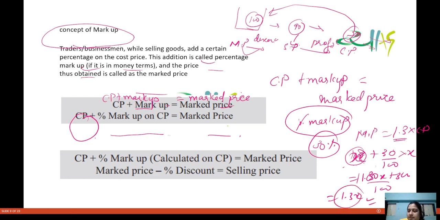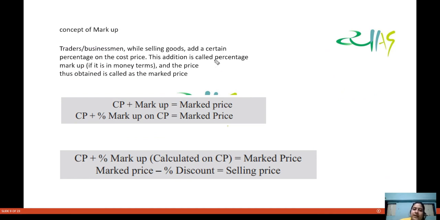I hope now this is very clear to everybody. So marked price also can be found out by percentage markup in the same manner. This is a very general concept. What the shopkeeper is basically trying to do with you is, he will have a certain markup price, and then on that markup price he will give a certain percentage discount, and after deducting that percentage discount, you are going to get the selling price.